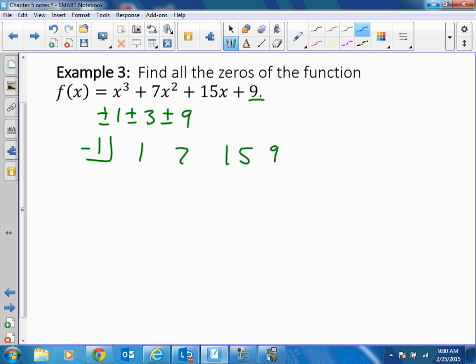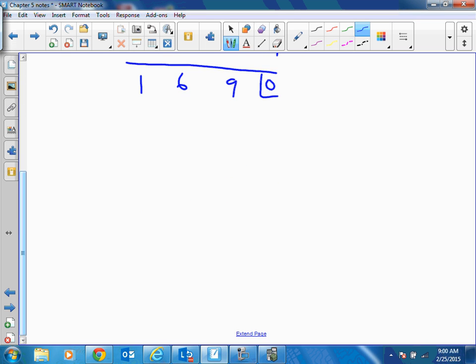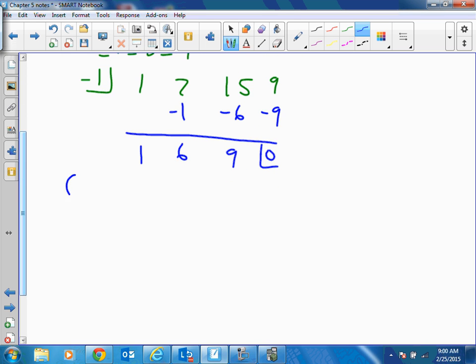So break it down using synthetic division. Bring down the 1, -1, 6, -6, 9, -9, 0. Okay. So then we have to rewrite it in factor form. That would be x plus 1 and x squared plus 6x plus 9 equals 0.